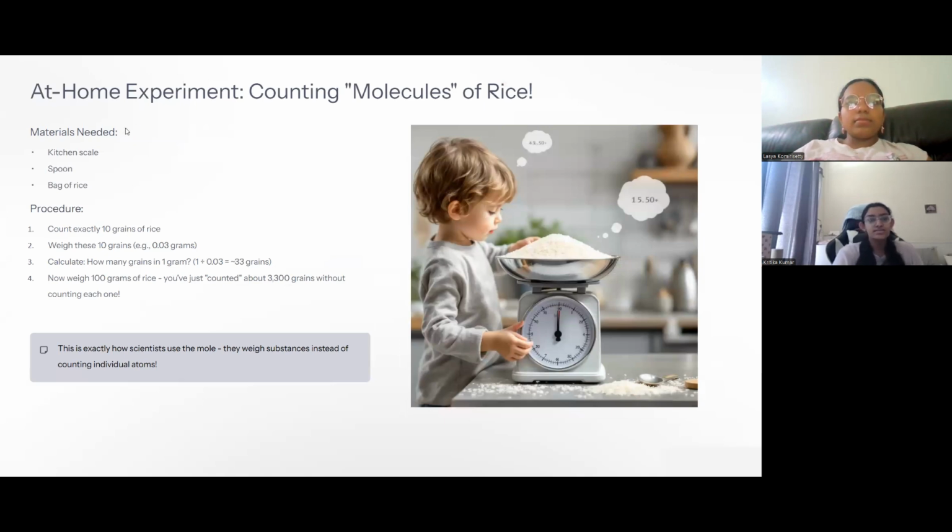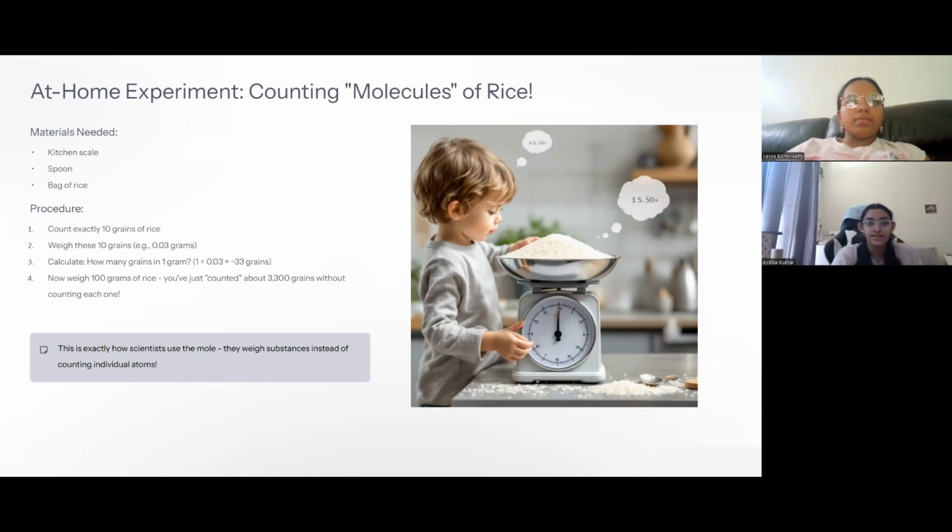Okay, so the materials you're going to need are a kitchen scale, a spoon, and a bag of rice. The procedure is: count exactly 10 grains of rice. Weigh these 10 grains. For example, let's say it's 0.03 grams.